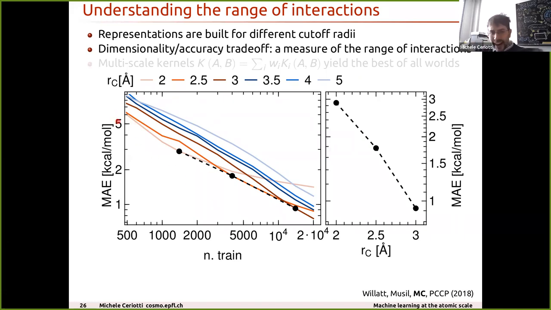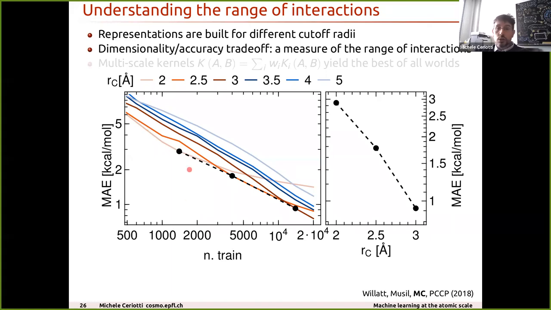And then if you look at the accuracy of these models, and in particular you look at learning curves, which are the accuracy of the model as a function of the size of the training set, so how many reference calculations you have used to train the model, you see that for a short range cutoff, you get a model that is actually extremely efficient in learning with a small number of reference calculations. And actually, this is not so surprising because here we are trying to learn the cohesive energy of small organic molecules, and a large fraction of the cohesive energy is encoded in the covalent bonds.